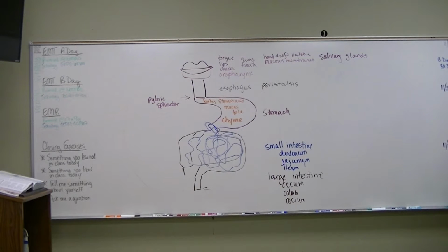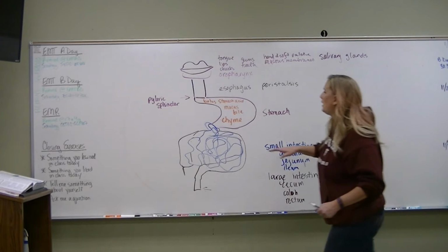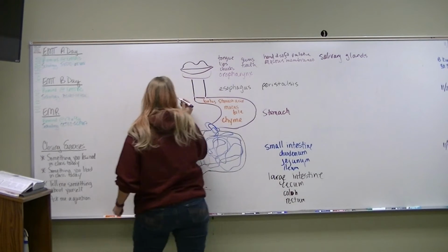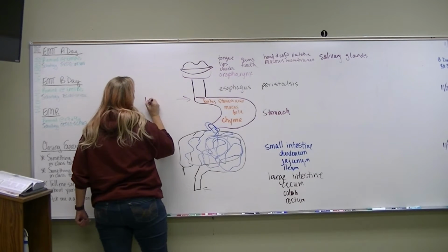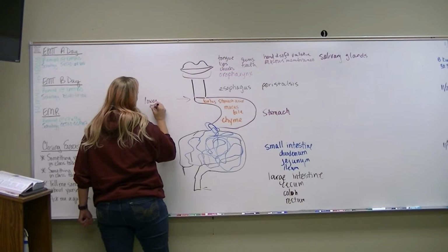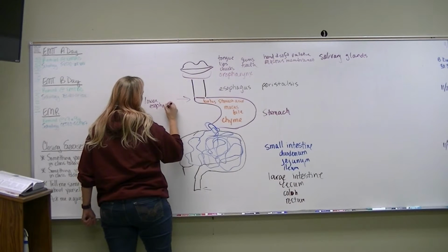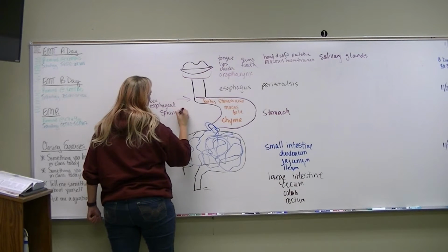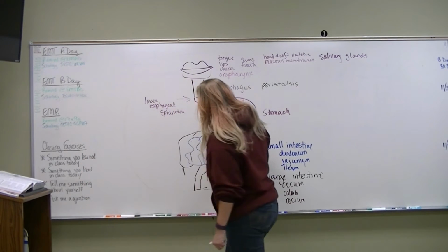Okay, I have your sphincters at the wrong end. So this is called your lower esophageal sphincter. And this sphincter right here is your pyloric sphincter.